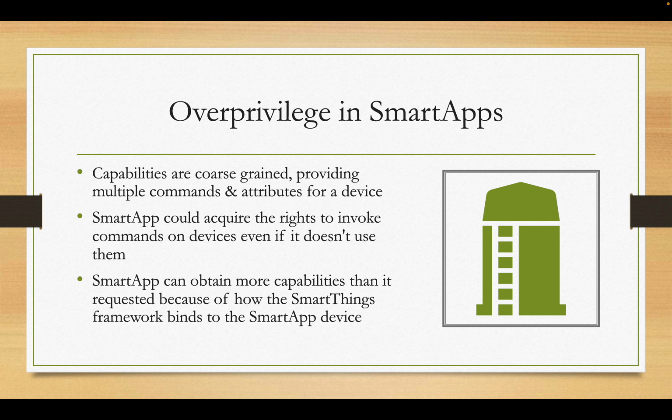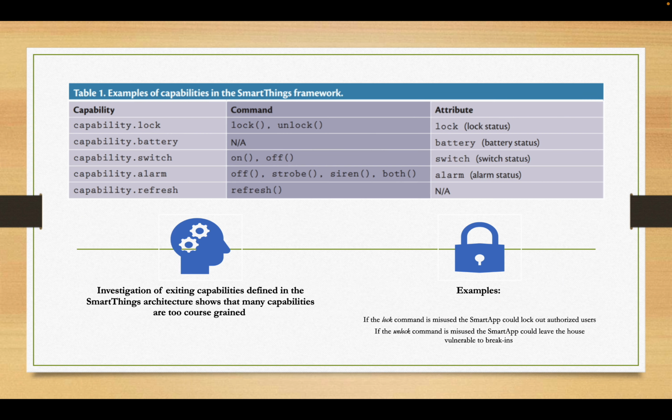We're going to discuss some vulnerabilities in the following chart. As you can see here, there is Table 1, with examples of capabilities in the SmartThings framework. The first column lists the capabilities, the second column lists the commands, and the third column lists the attributes associated with the prior two.